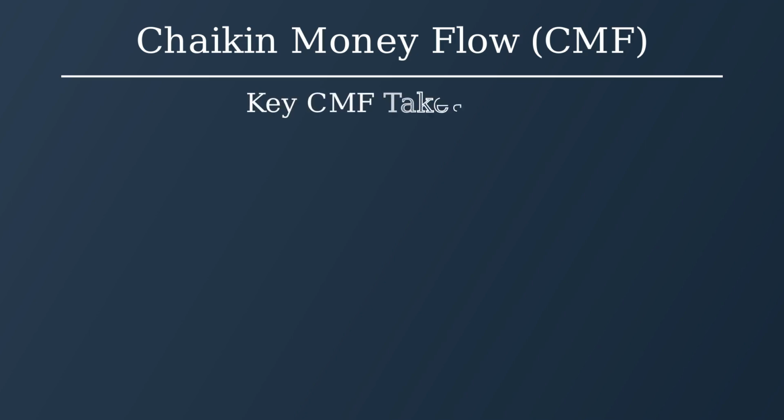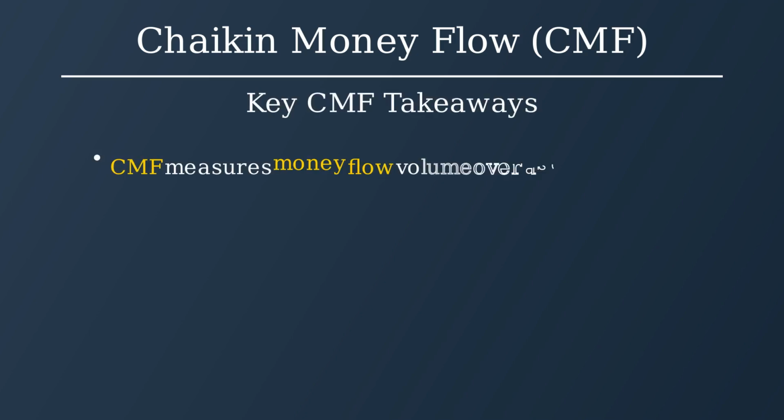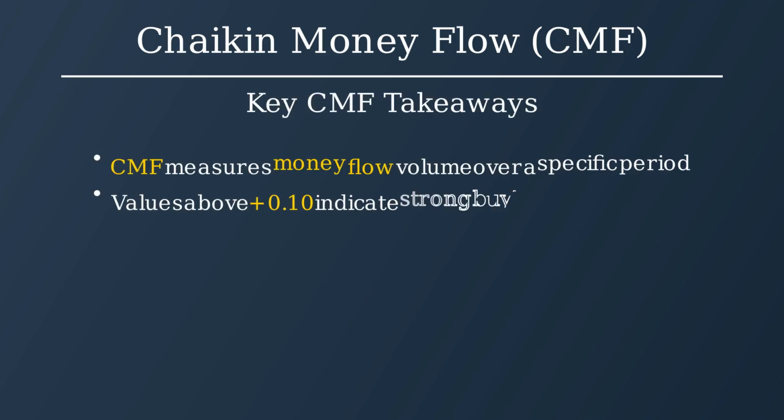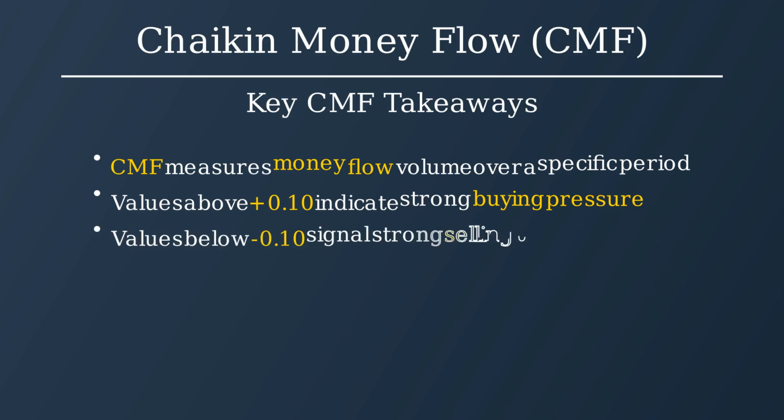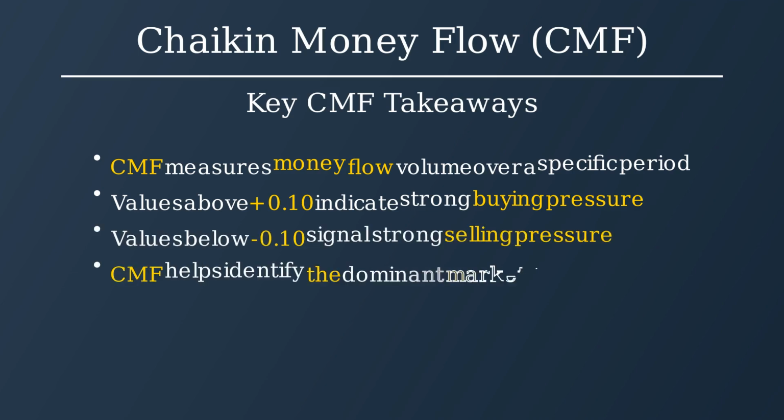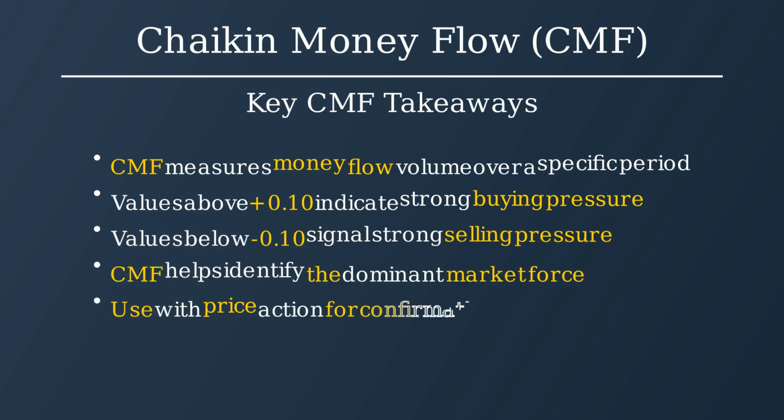Key takeaways from the Chaikin money flow indicator. CMF measures money flow volume over a specific period. Values above positive 0.1 indicate strong buying pressure. Values below negative 0.1 signal strong selling pressure. CMF helps identify the dominant market force, and it's most effective when used alongside price action for confirmation.